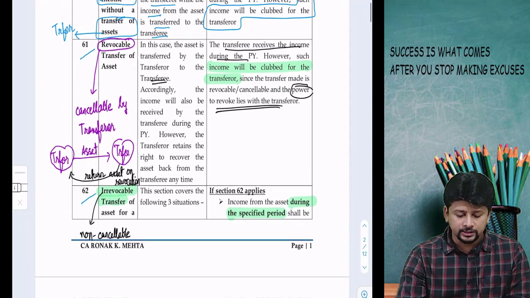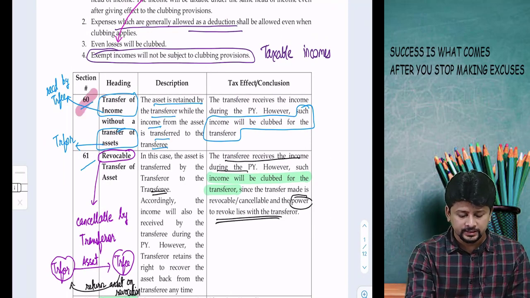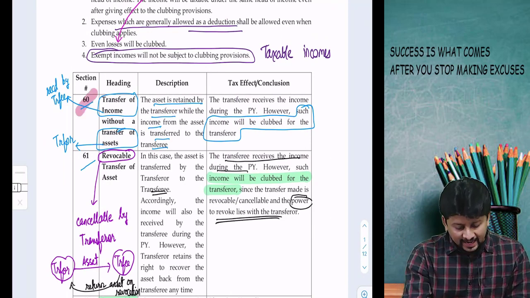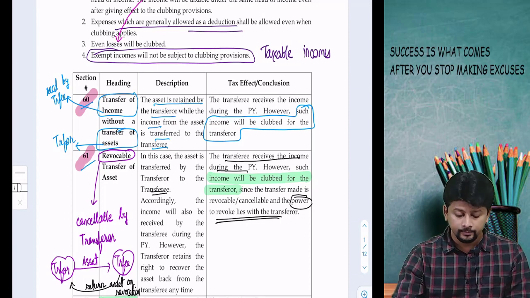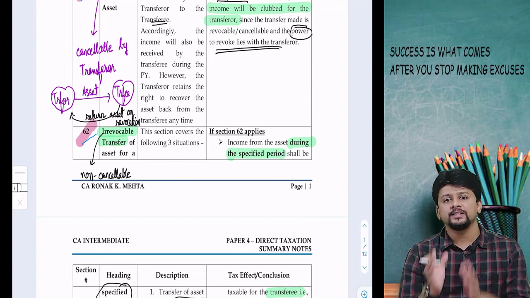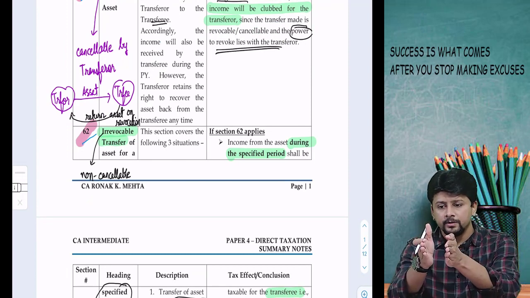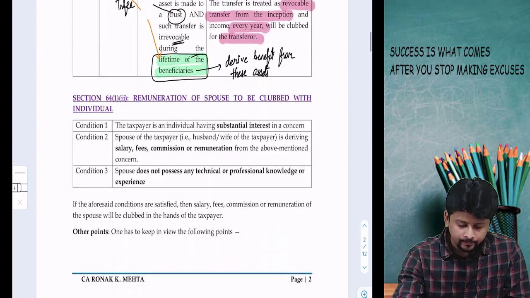So first 3 sections, quick summary: income is transferred but asset is not transferred, section 60. Asset directly is transferred but it is a cancelable transfer, 61. 62, asset is transferred but it is non-cancelable for a fixed period, for a specified period. After that it becomes cancelable. Chalo, going ahead.